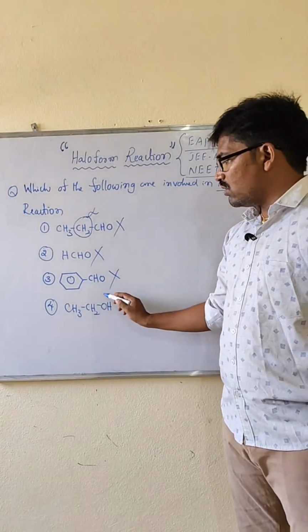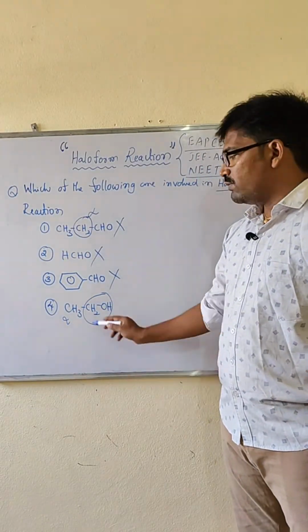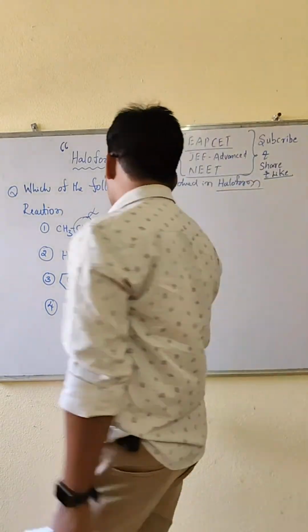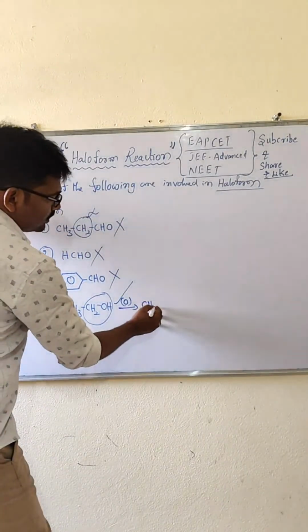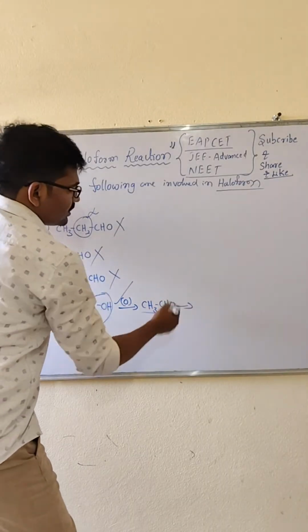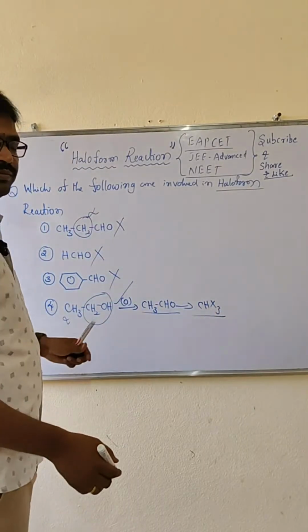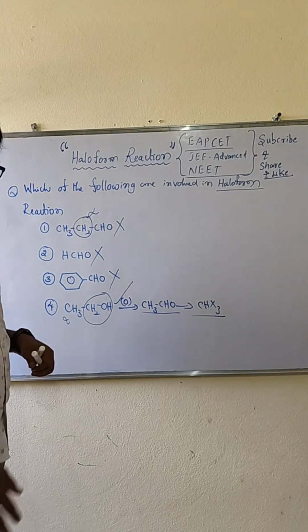Sir, the position attached to the alcohol group is the alpha group. Is the alpha methyl group there? Yes, it is there. So oxidation takes place and it is converted into CH3CHO when an oxidizing agent is used. Then further reaction takes place, then CHX3 will be formed, the haloform is formed. So that is the reason. These are the questions they will ask in the examination.